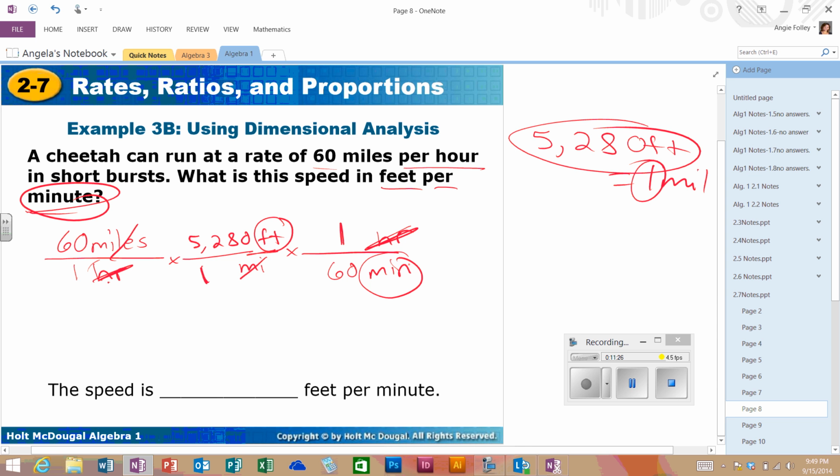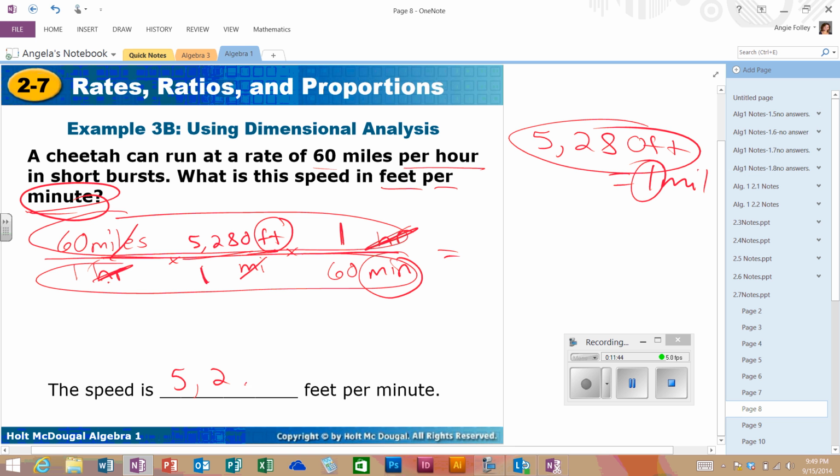Now, the way to solve this, you multiply straight across the top, you multiply straight across the bottom, and then you divide whatever your top is by your bottom. I've already done that for you, okay, so you don't have to worry about that. So the answer comes out to 5,280 feet per minute.